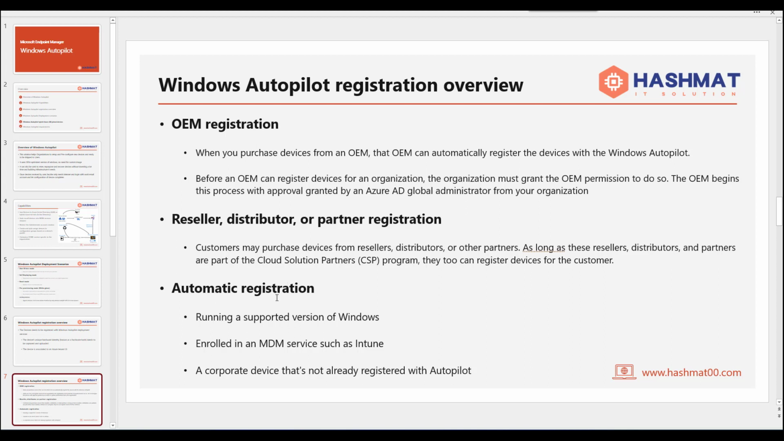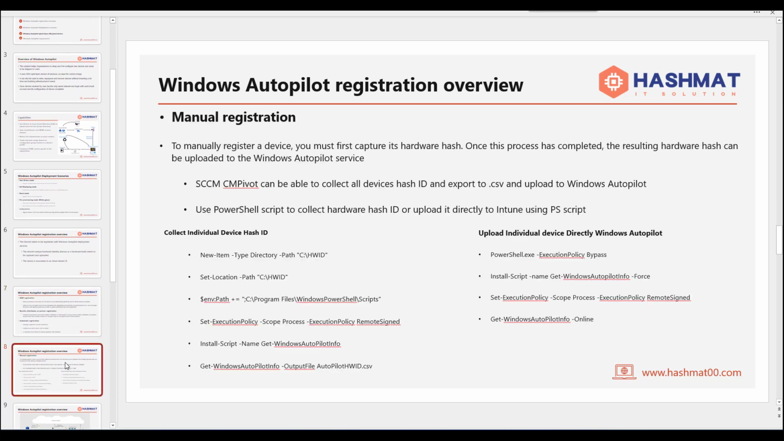Automatic registration, basically, is when you are running a supported version of Windows and enrolled in an MDM service such as Intune, on a corporate device that's not already registered with Autopilot. So those are automatic registrations, and the last one is called manual registration.